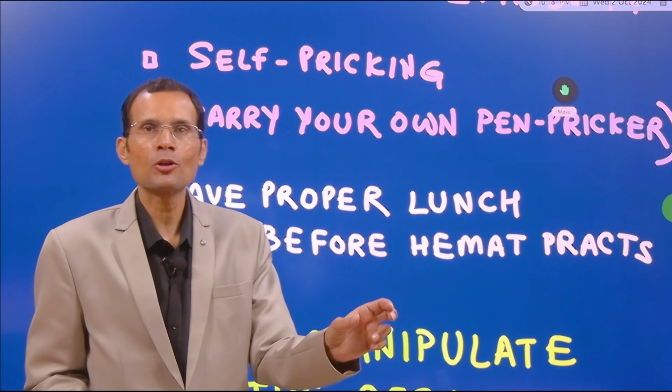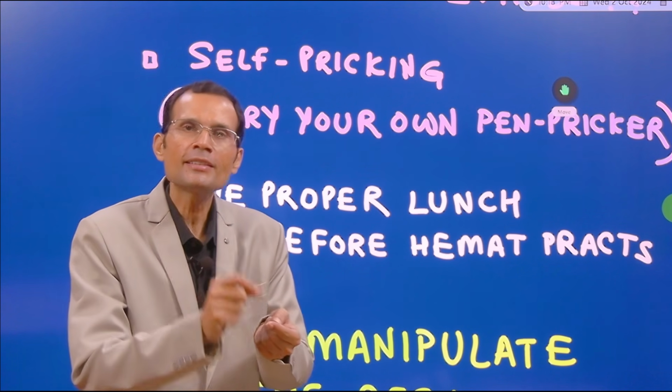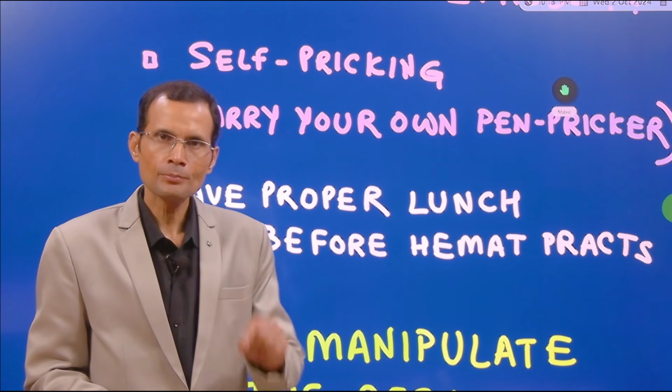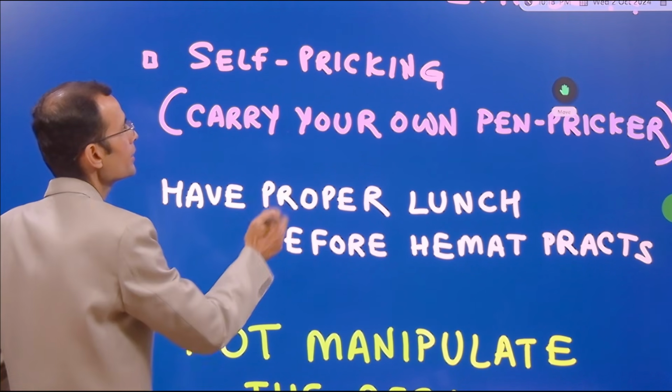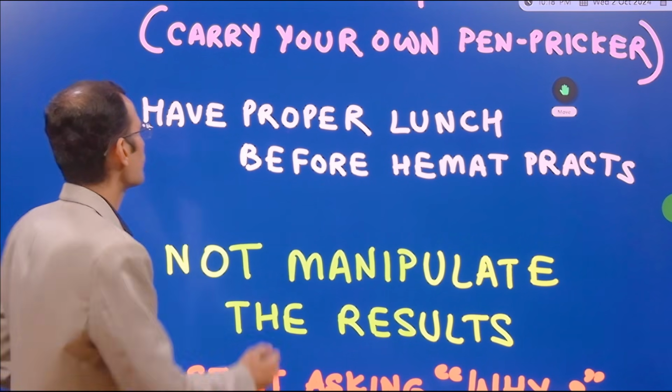In the diabetology kits, you will get those pen prickers. That's a very easy way of pricking the finger and collecting the blood sample. You wouldn't even know that the finger has been pricked. So remember this always. Apart from that, everything will be provided in the lab itself.